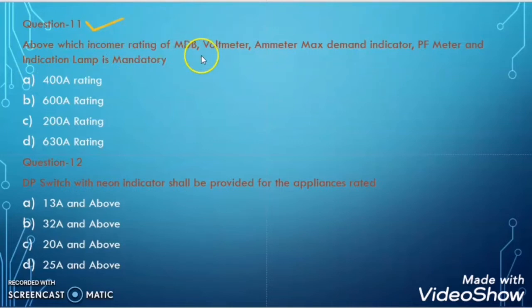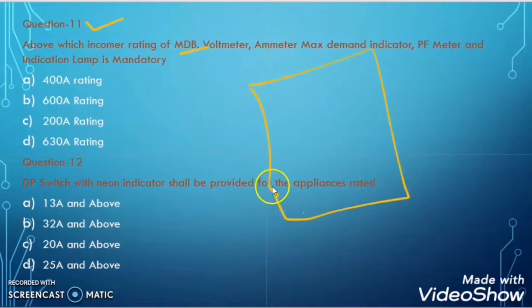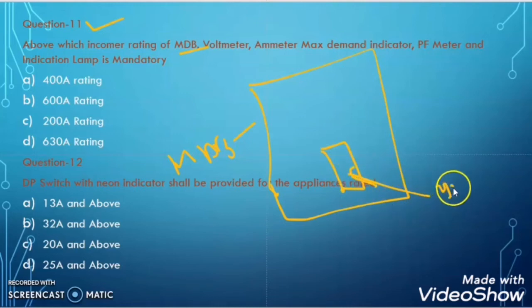Above which incomer rating of MDB are voltmeter, ammeter, max demand indicator, power factor meter and indication lamp mandatory? As per the Dewa regulation, if the panel is an MDB, main distribution board, then above 400 ampere rating of the main incomer, that MDB panel should contain voltmeter, ammeter, max demand indicator, power factor meter and indication lamp.